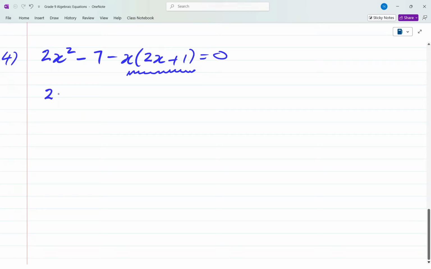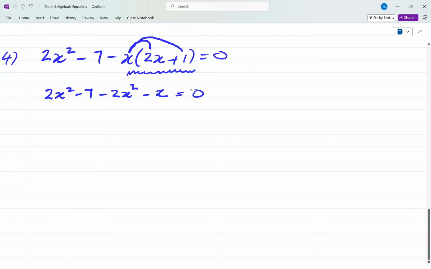And then you have 2x squared minus 7, negative x multiplied by 2x. You now have negative 2x squared, because the value of x is now appearing twice. That's why we have exponent of 2 there. And then negative x multiplied by 1 will now give you negative x. And then you have 0 on the right hand side.